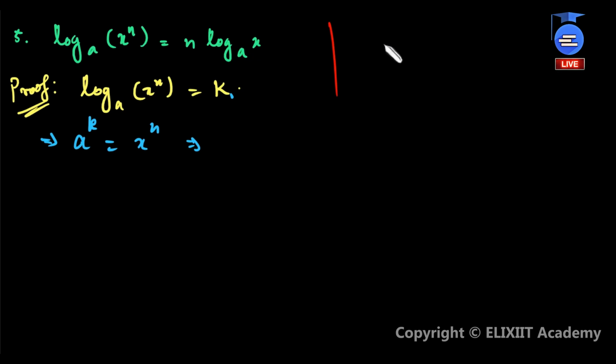Over here, the common mistake is that log x base a, whole to the power n, is not equal to n log x base a. This is not true. The power is with only x, not with this whole log. Log x to the base a raised to the power n is not equal to n log x base a. This is the mistake.